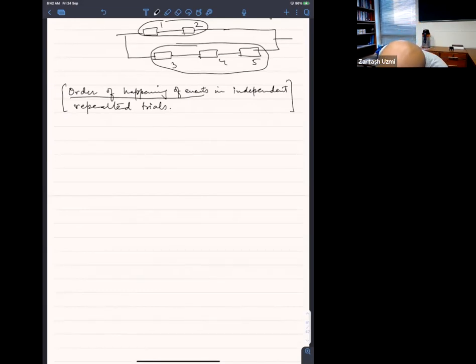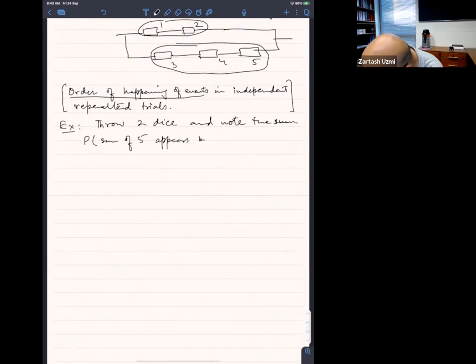So इसको example से हम clarify करते हैं. Example. Let's say you throw two dice and note the sum. Sum आपका कितनी values ले सकता है? 2, 3, 4, 5, 6, 7, 8, 9, 10, 11, and 12. ठीक है. So let's say I am interested in the event: probability sum of 5 appears before sum of 7. Sum of 5 appears before sum of 7.